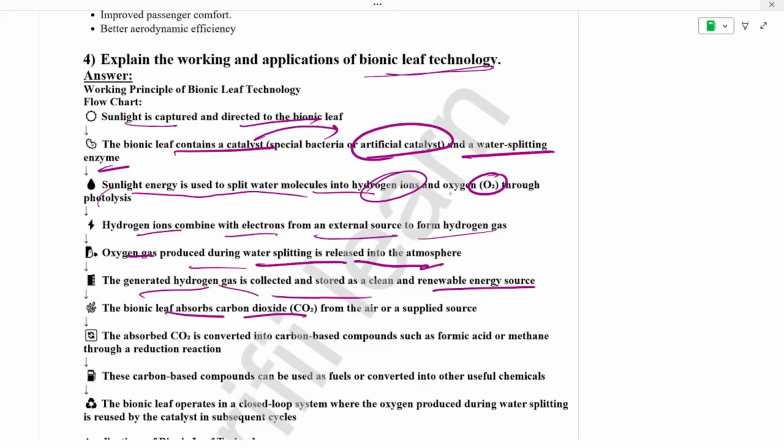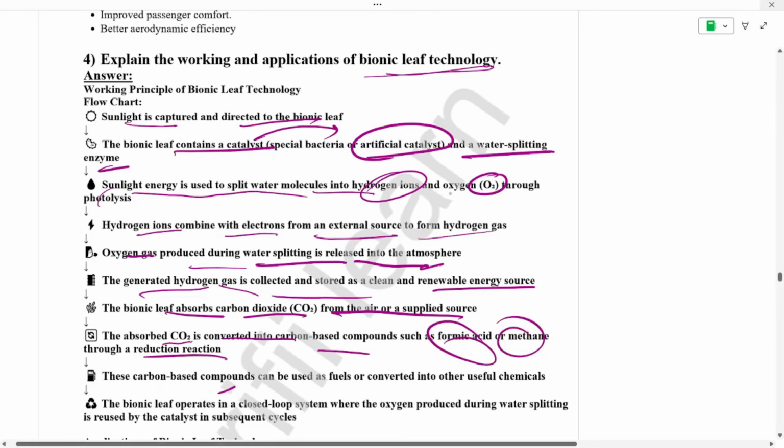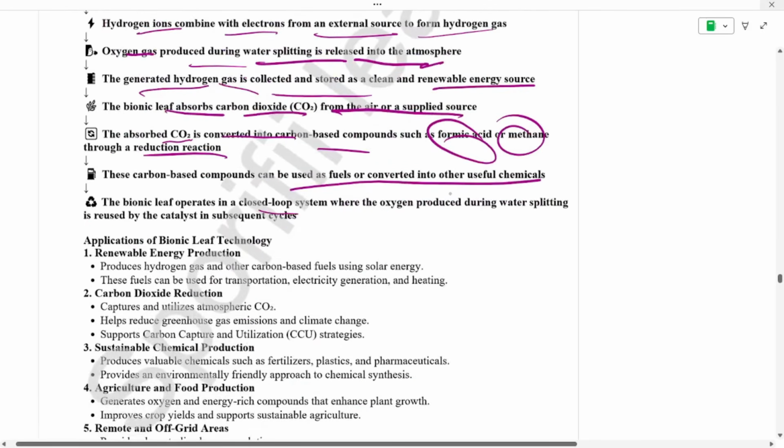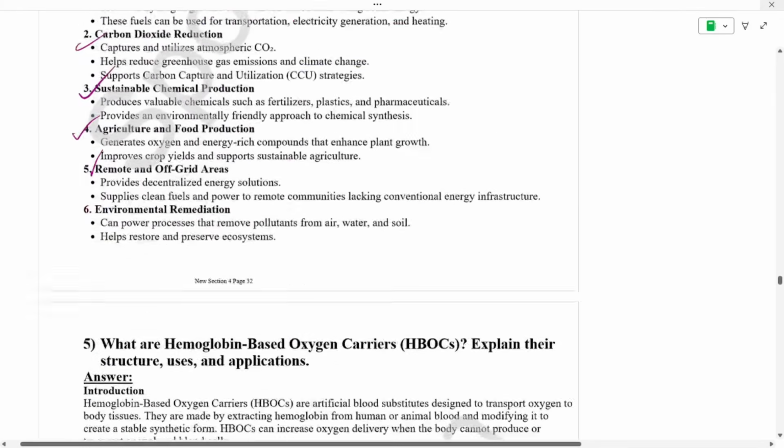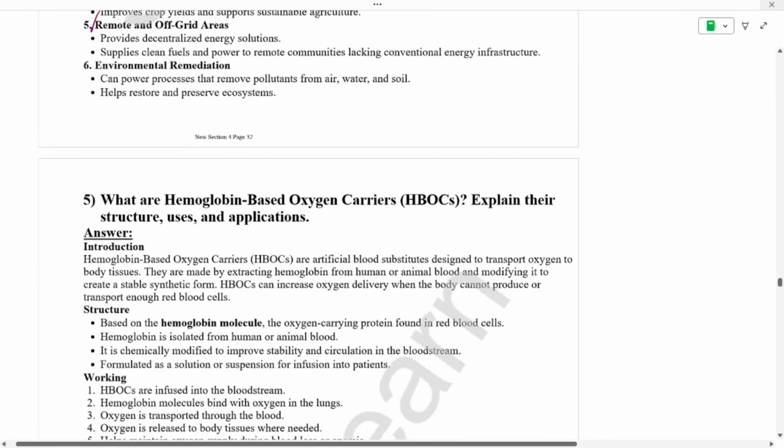The bionic leaf now absorbs CO2 from the air, and the absorbed CO2 is converted into carbon-based compounds such as formic acid or methane through a reduction reaction. The carbon-based compounds can be used as fuels or converted into other useful chemicals. Next, the bionic leaf operates in a closed system, and this repeats again and again. The applications are renewable energy production, carbon dioxide reduction, sustainable chemical production, agriculture and food production, remote and off-grid areas also, and environmental remediation.